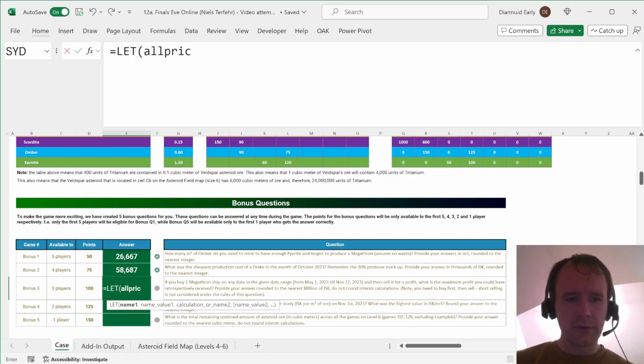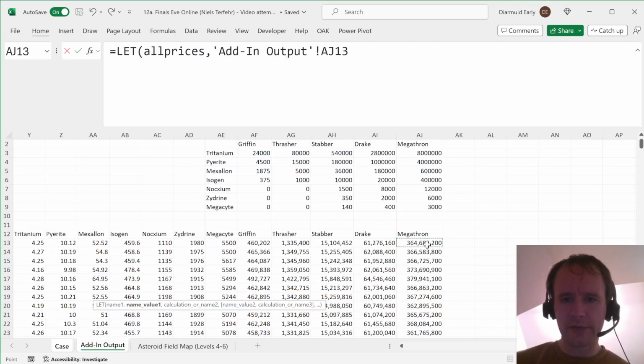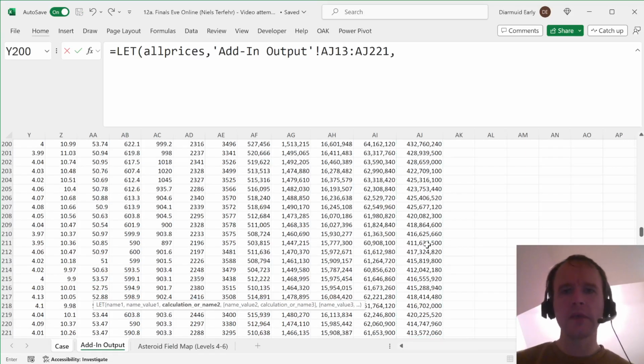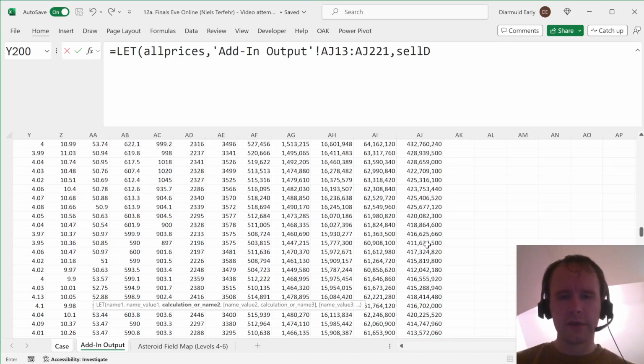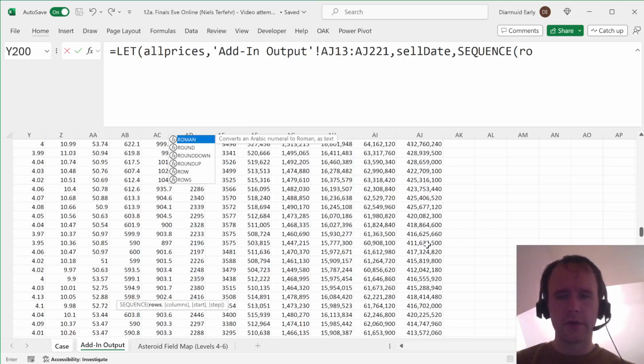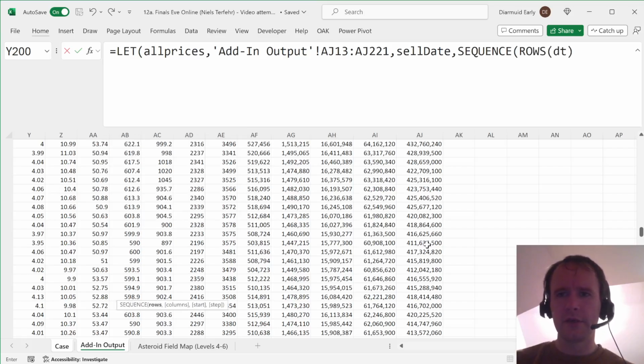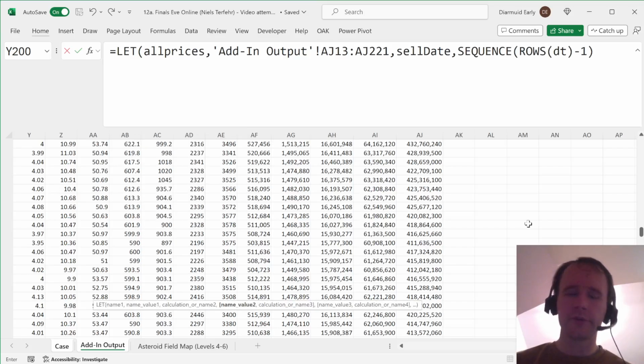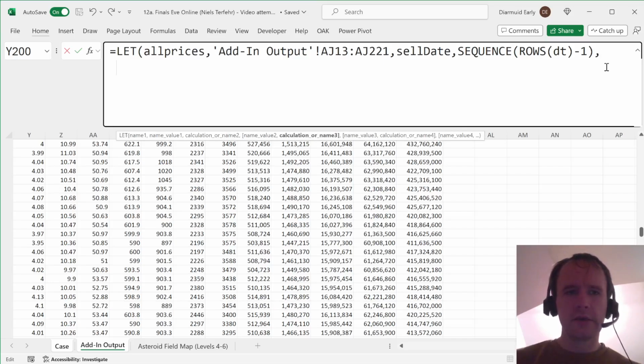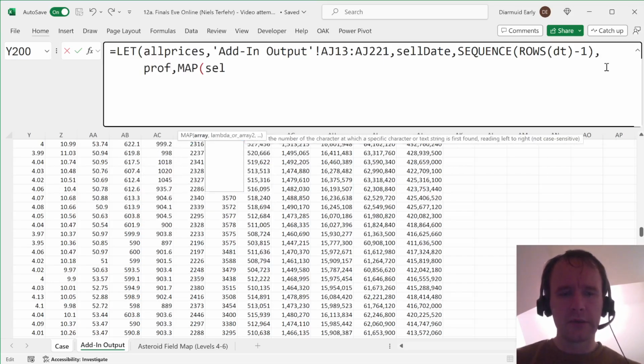So I'm going to say let all prices be this list of Megathron prices. Then we're going to say sell date can just be a sequence of rows of dt minus 1. So in other words, you can't sell on day 1 because then you'd have to buy before day 1, which is not possible. Then our profit, we're going to map sell date.